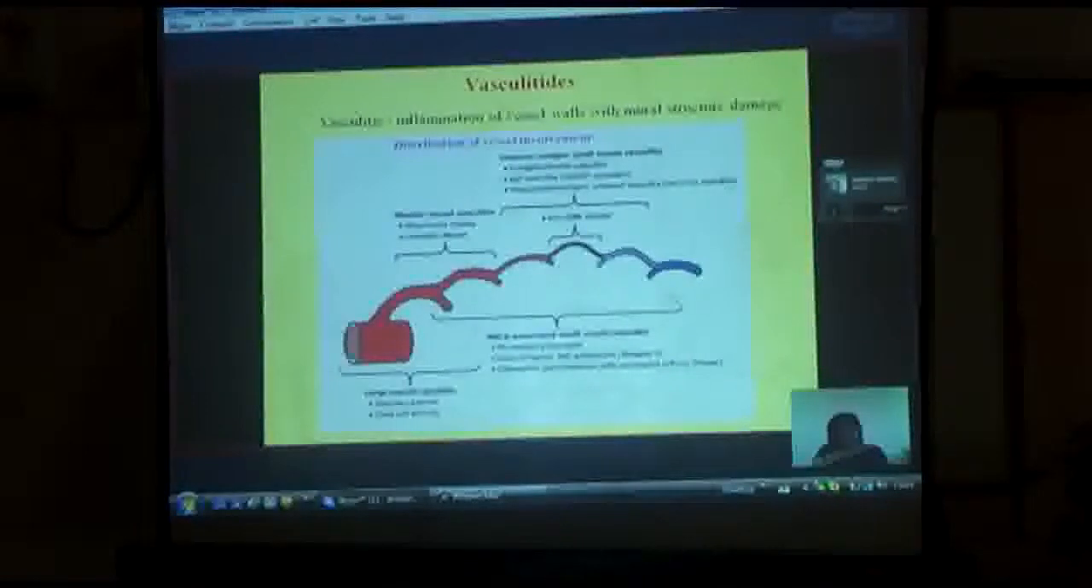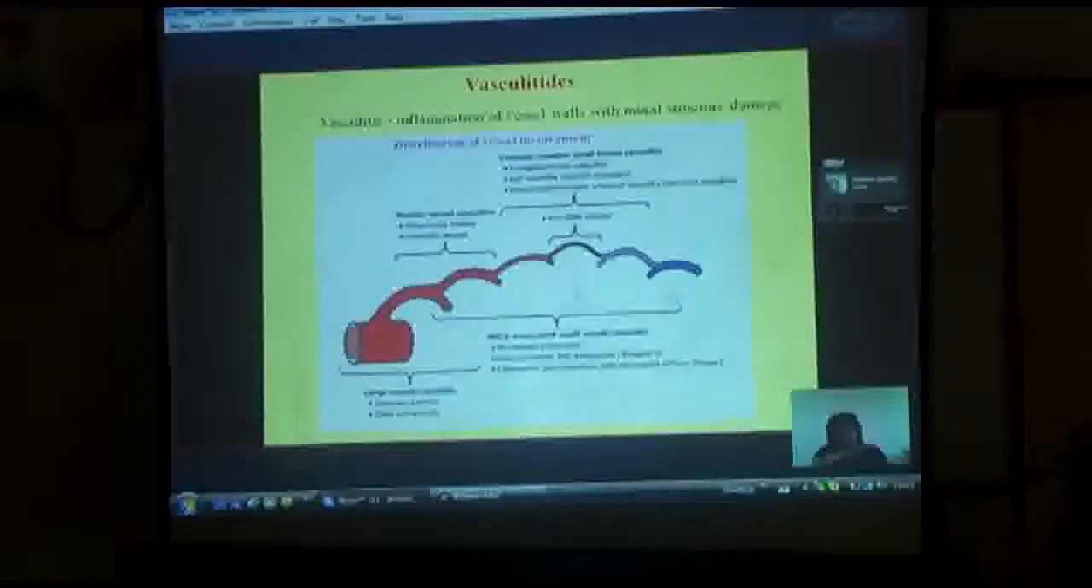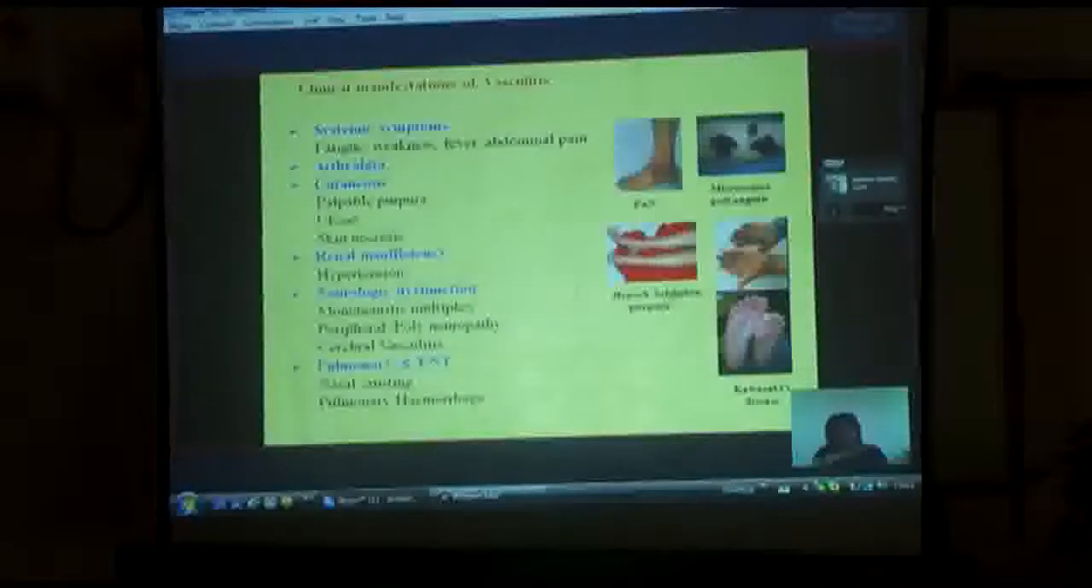Coming to vasculitis, we see skin manifestations in small vessel vasculitis, either immune complex small vessel vasculitis such as cryoglobulinemia and hypocomplementemic urticarial vasculitis, or ANCA-associated small vessel disease such as microscopic polyangiitis and Wegener's granulomatosis. In Kawasaki's disease, which is a medium vessel vasculitis, we do see patients with desquamation of skin on the soles of the feet and hands.